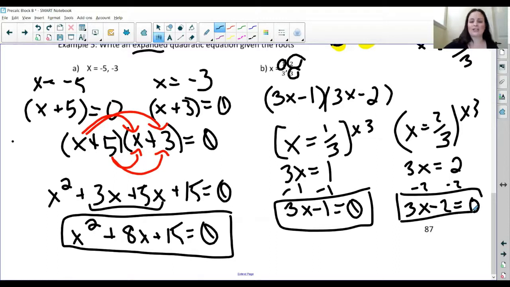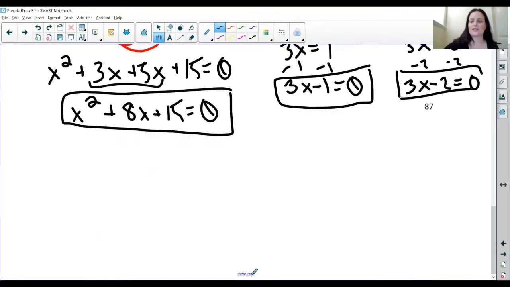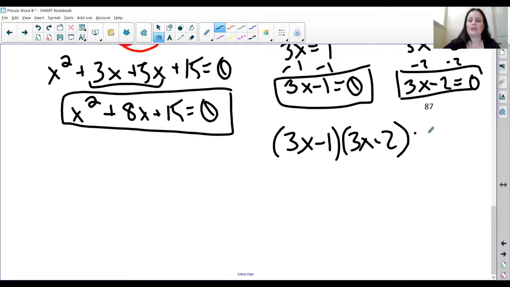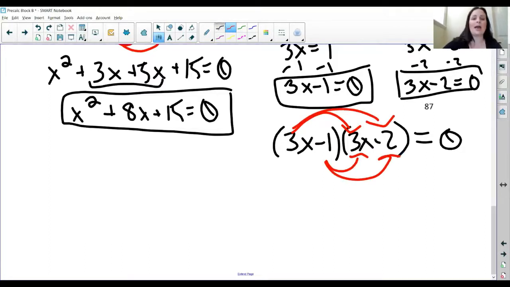Now, I actually haven't finished answering this question, to be honest, because it asked for the expanded form. So those are my two factors. One of my factors is 3x minus 1. My other one is 3x minus 2. They're equal to 0. Now I'm going to use the distributive law or FOIL to expand.